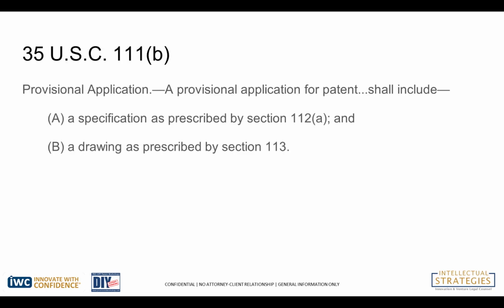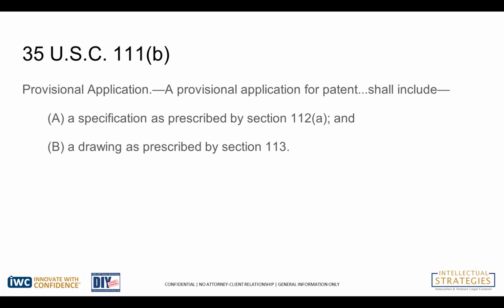Before we get into the details of the different parts of a patent specification, I want to go over just a couple rules that apply to the patent specifications. You don't need to memorize these, but they'll be good information as you get started, keeping in mind some of these requirements. So for a provisional application, the provisional application for a patent shall include a specification as prescribed by Section 112(a) and a drawing as prescribed by Section 113.